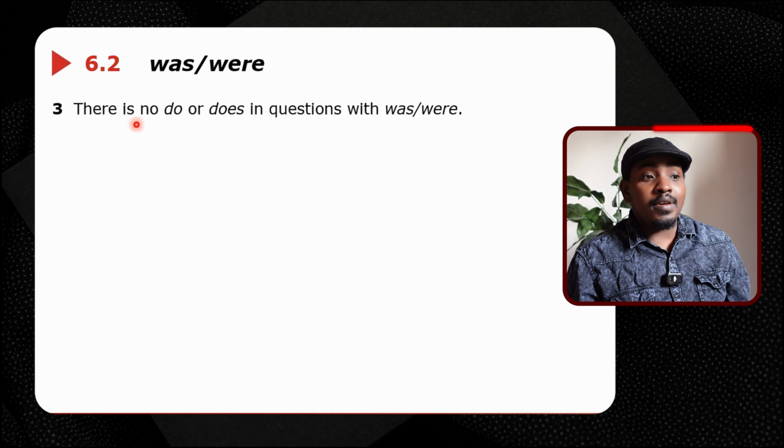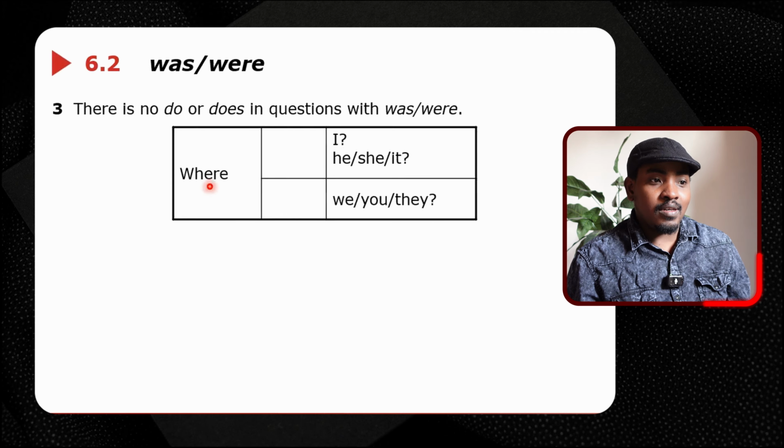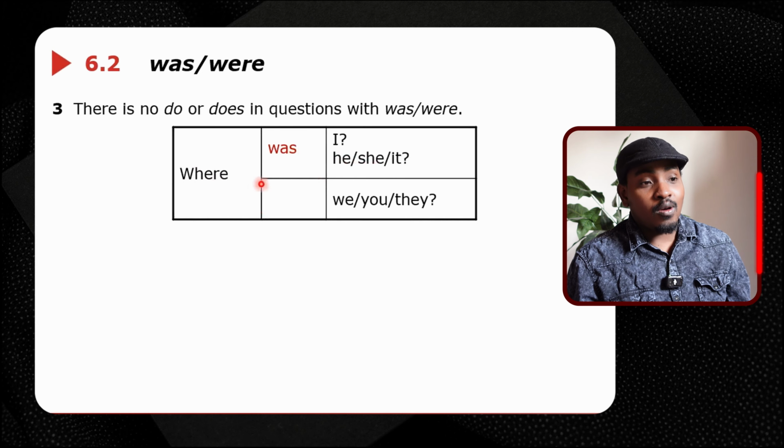Now, there is no do or does in questions with was or were. Remember that. So, where was I? Where was he? Where was she? Or where was it? Where were we? Where were you? Where were they?